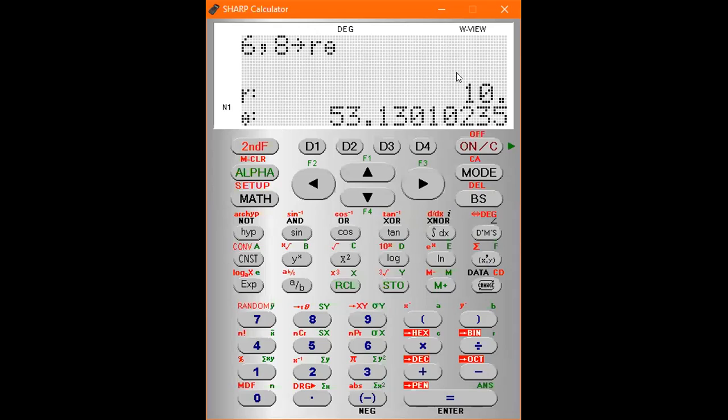Okay, so that's that. We're going to do more of this in the complex numbers section as well, but this is a really nice shortcut for both pure maths and for technical maths, and you can do it on any of the Sharp scientific calculators range.